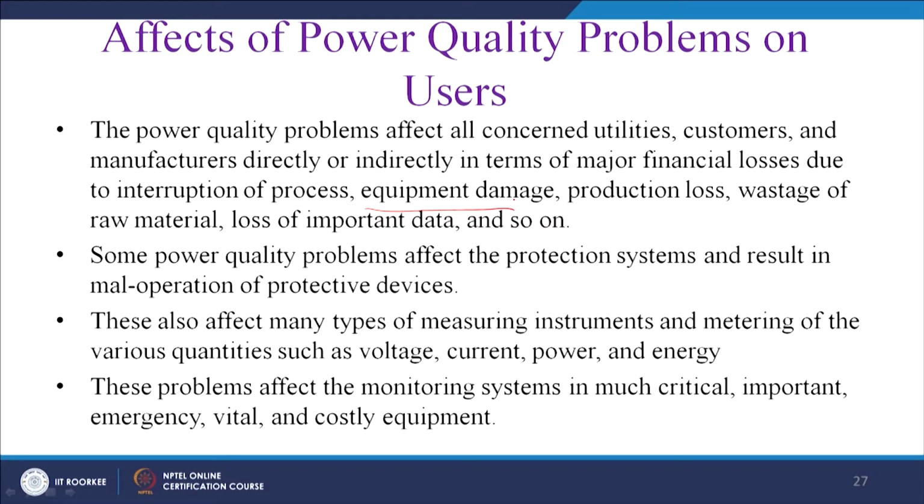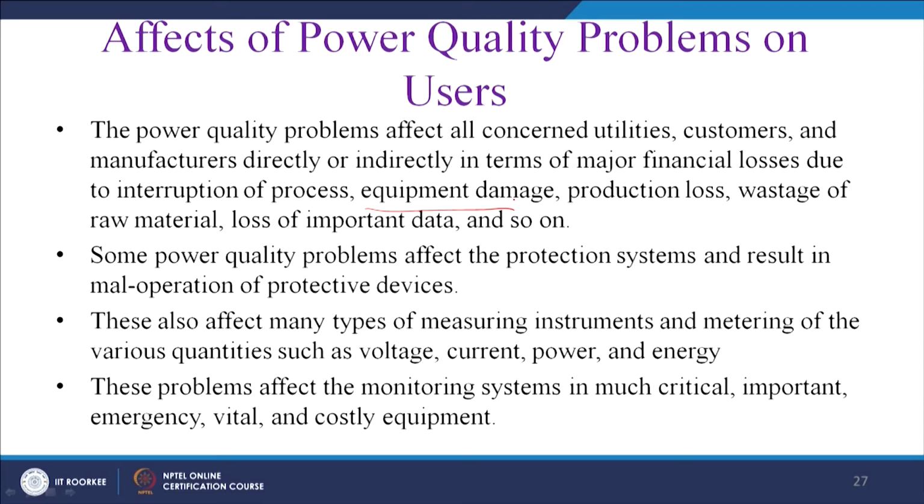Some power quality problems affect the protection system and result in maloperation of the protective devices. Mainly relays sometimes malfunction due to power quality problems. This may also affect many types of measurement and metering instruments for various quantities such as voltage, current and energy. These are great problems on the power system due to power quality.